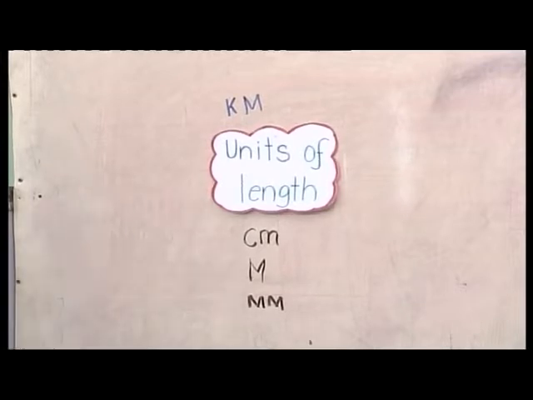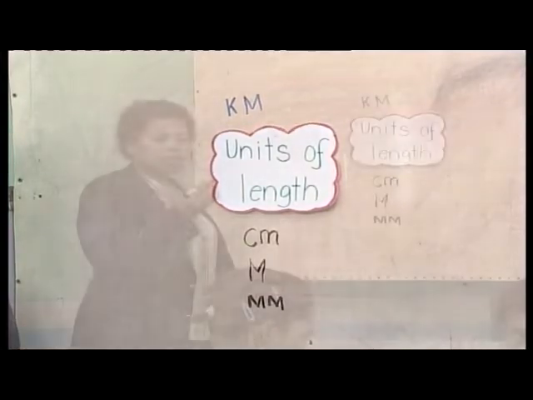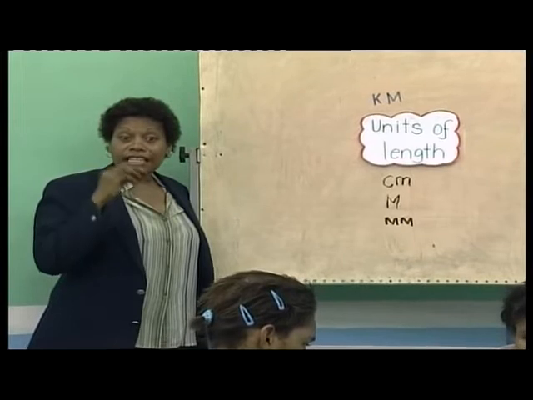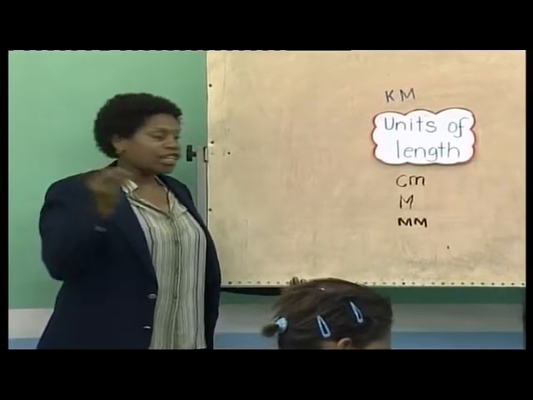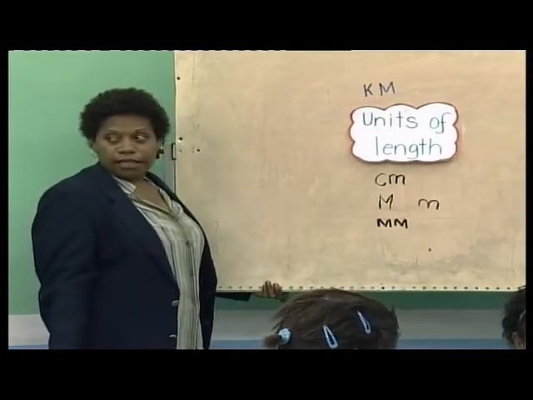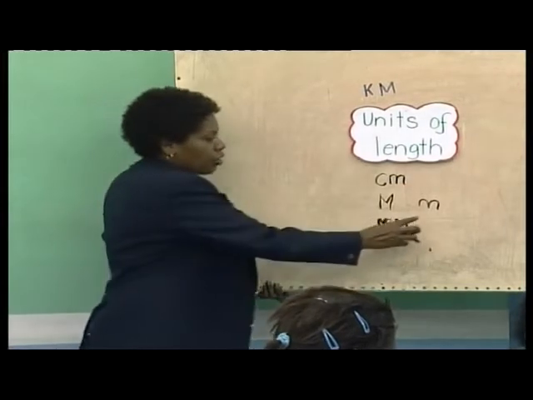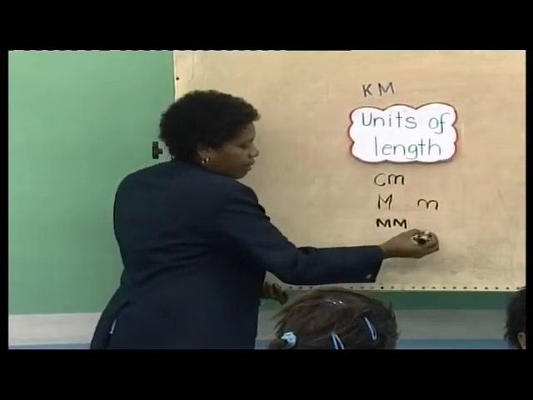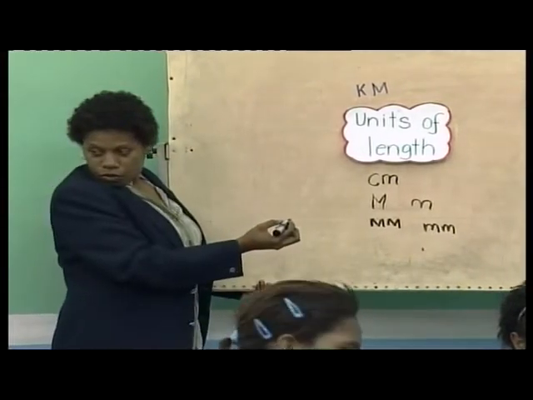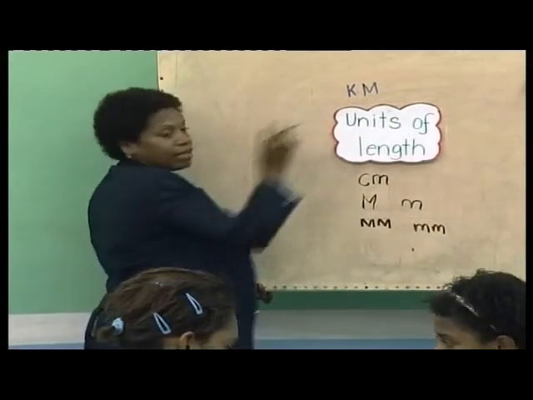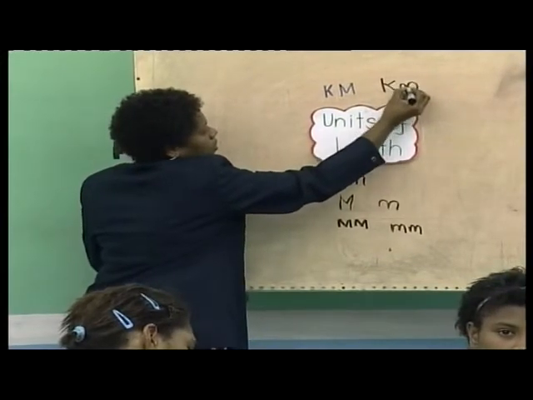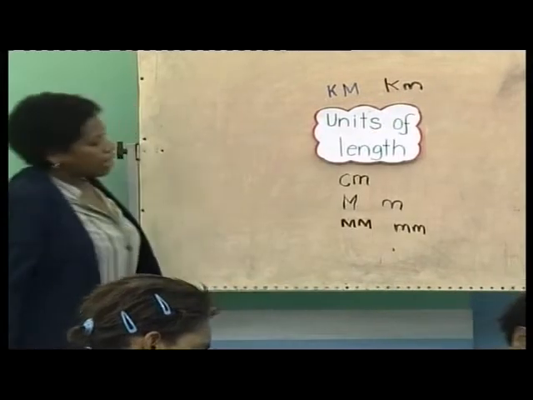Meters. Remember, when you're writing your units, you have to be accurate when writing the symbol or the abbreviation. So this big M becomes a small m for meter. This is millimeters, small letter m, two small letters. And kilometer, small letter k, kilometer.